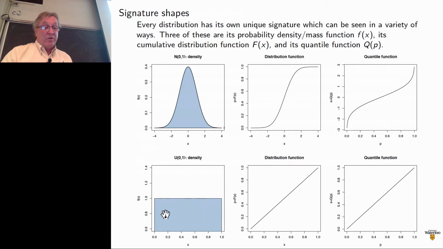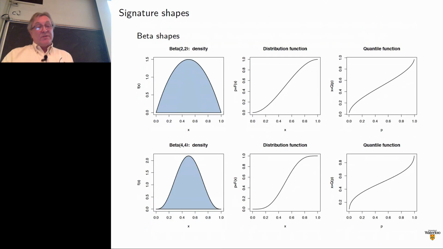If I look at a uniform distribution, it's some rectangle as the density. Its CDF is easy. It's just this y equals x line. Right? The probability of being less than or equal to a half is a half. The probability of being less than or equal to 0.75 is 0.75. It's a uniform distribution. And the inverse of this, the quantile function, is also this straight line. Okay? And you can look at lots of different distributions.